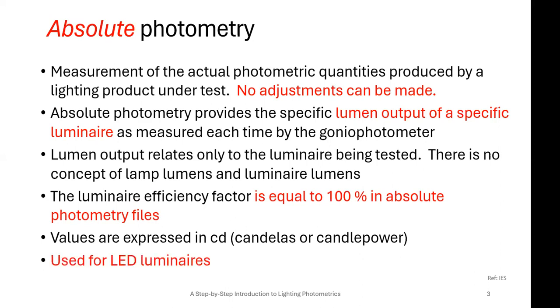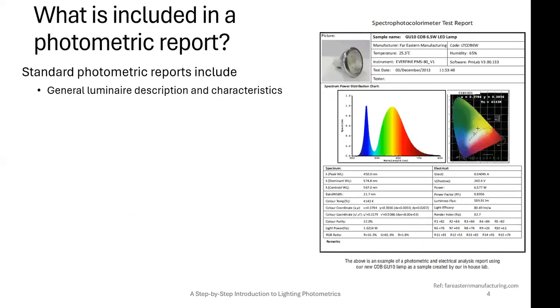So you've got your relative photometry for traditional light sources. The lamp and the fixtures are broken out, and you have a luminaire efficiency factor, which is how much light is actually coming out of the luminaire. Again, traditional light sources. Absolute photometry is LED. So what is included in a photometric report?